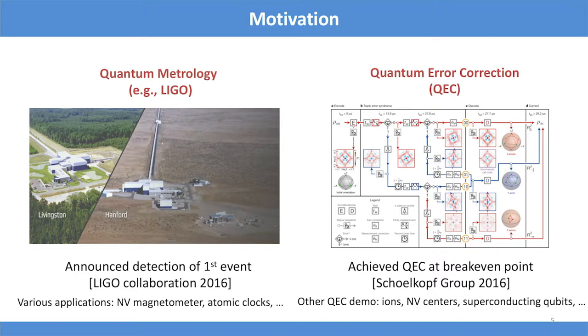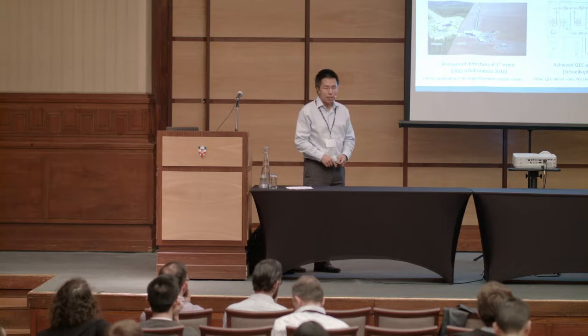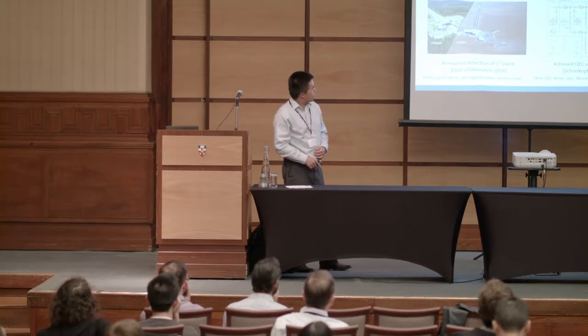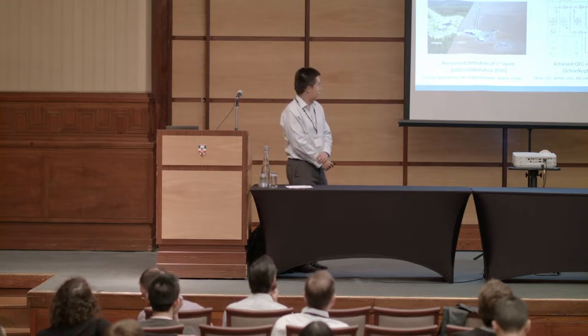Maybe some of you still remember, around 2016, at least for me, there were two big events which are important. One is the detection of the first gravitational wave signal in LIGO. This is a big optical interferometer where you detect a tiny shift due to the gravitational wave. And of course, there are also other quantum sensors like nanomagnetometers by NV centers, or even atomic clocks, which are really sensitive devices.